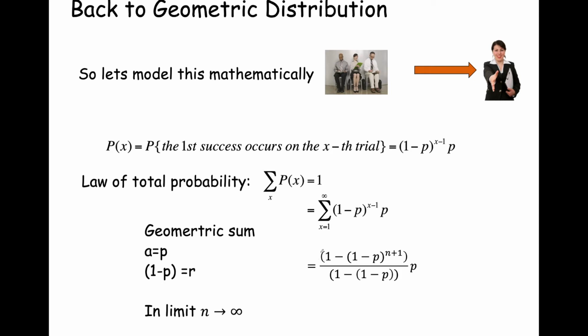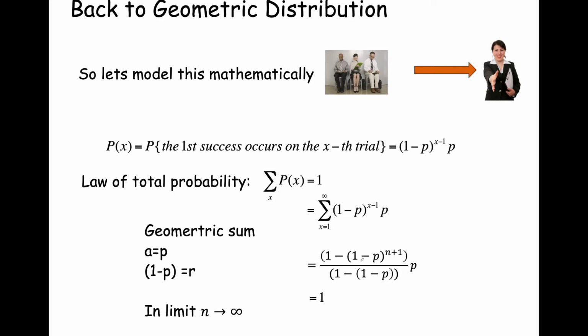So this is just going by our scheme. We have a, or p, times 1 minus r to the n plus 1 power over 1 minus r. Okay, so we get 1 minus quantity 1 minus p to the n plus 1 power upon 1 minus quantity 1 minus p, all of that times p. So we're going to take the limit as n goes to infinity for this expression. And that's exactly equal to 1.